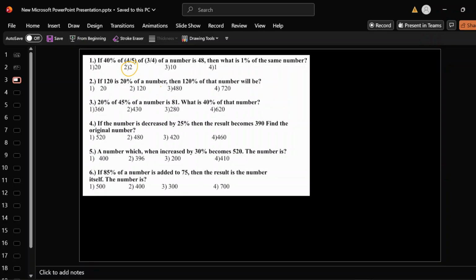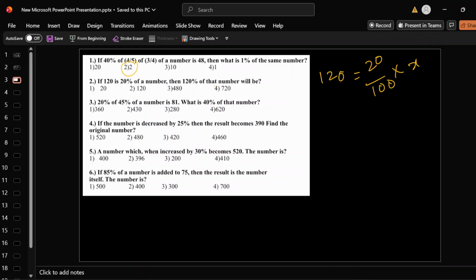In the second question, 120 is 20% of a number. So 120 equals 20%. We know the fraction value of 20% is 1 by 5. We can write 1 by 5 directly, or if we don't know, we can write it the normal way, 20 by 100 of a number. We don't know the number, so let the number be x.